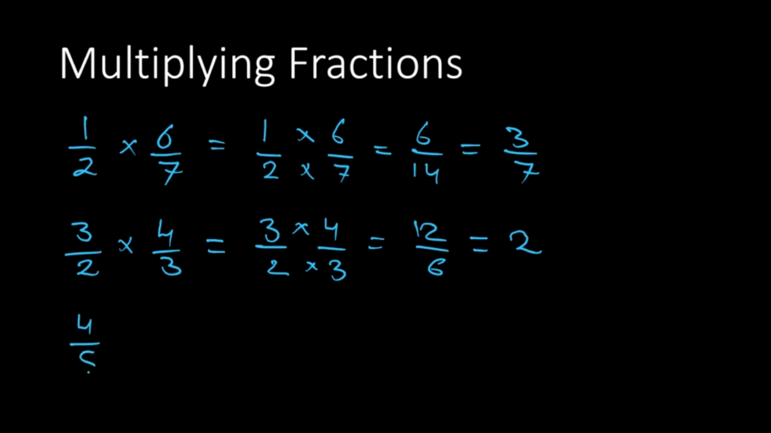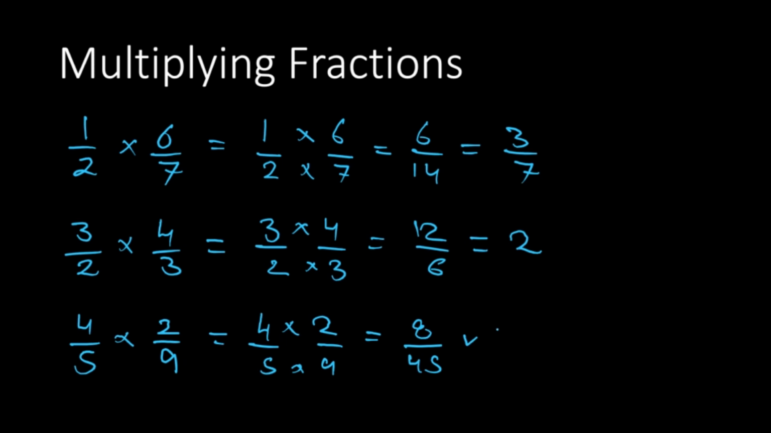4 over 5 times 2 over 9. So to find the answer, you multiply 4 by 2, which is 8, and then 5 times 9, which is 45. You cannot simplify this fraction, so that will be your answer.